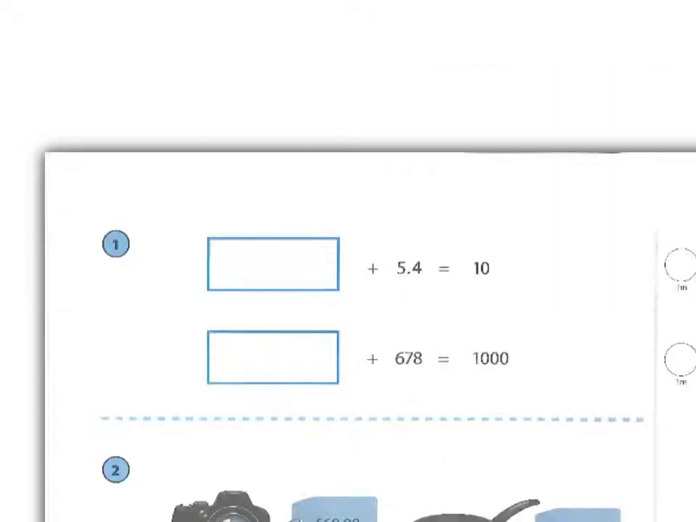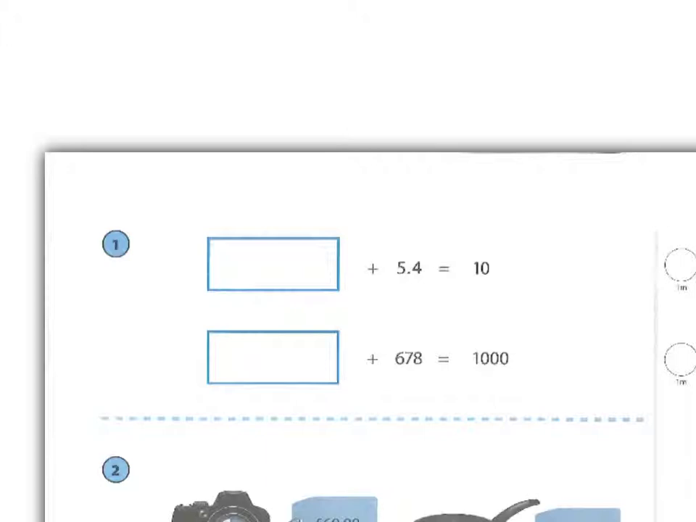This is the Year 8 Numeracy Procedural test from 2013. Question 1. Something add 5.4 equals 10. So what I would do here is add on to the 5.4 until I reach 10.